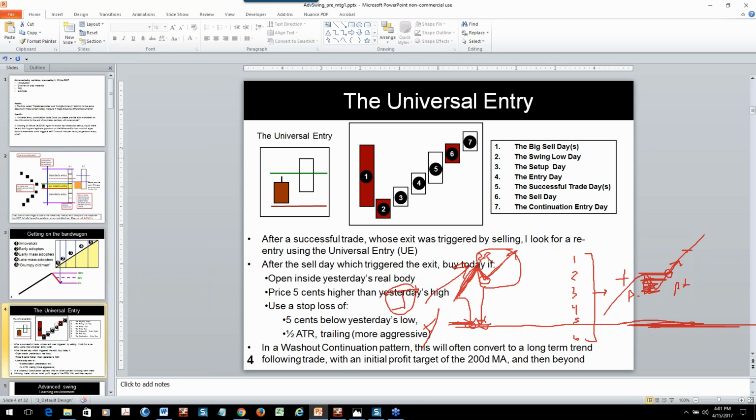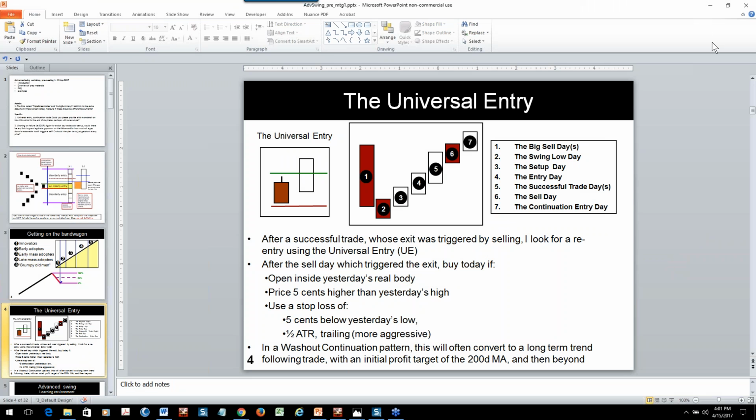And so the specific definition then of the universal entry looks like this. That we had a successful trade, so after a successful trade whose exit was triggered by selling pressure, of some type, I look for a re-entry using the universal entry. So after the sell day, and let's say that this was the sell day, after the sell day which triggered the exit, I will buy it today if it opened inside yesterday's real body. So this is what I call an orderly entry, because a gap outside of the previous day's range says something extraordinary happened overnight. I want a nice, quiet, orderly resumption. It sold off to here, and now it opens inside yesterday's real body, and now takes out yesterday's high. That creates the universal entry.